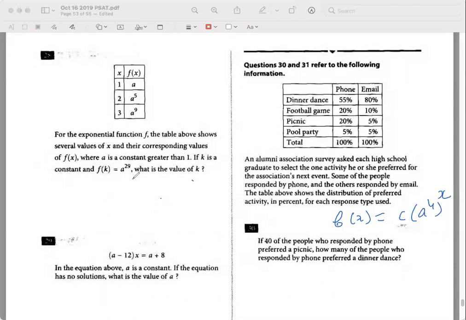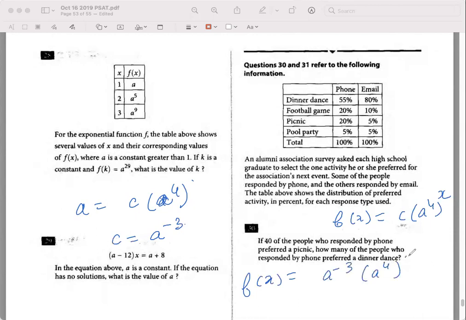Okay. So now again, I'll put f of x as a is equal to c times a to the power 4 and x is 1. So c will be a to the power minus 3, right? So f of x will become a to the power minus 3 into a to the power 4 whole x, which will be a to the power 4x by a cube. So that's my function. Now I need to find f of k.